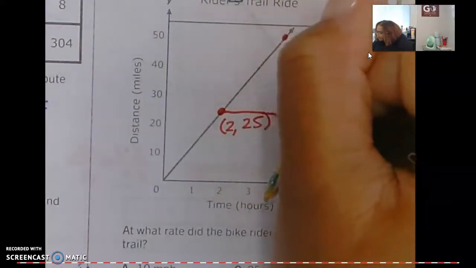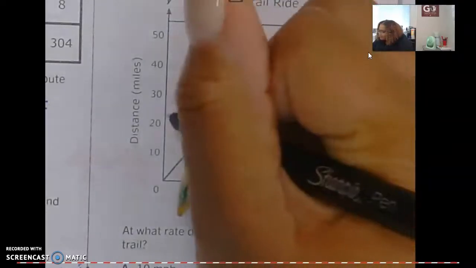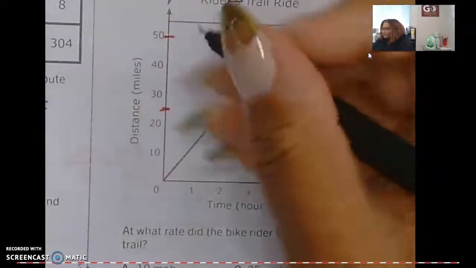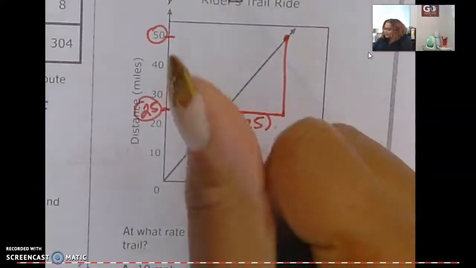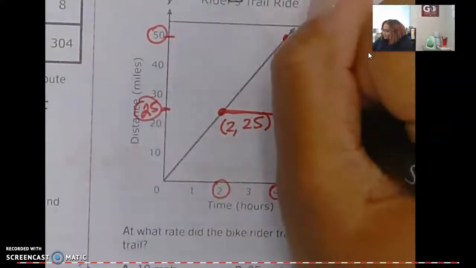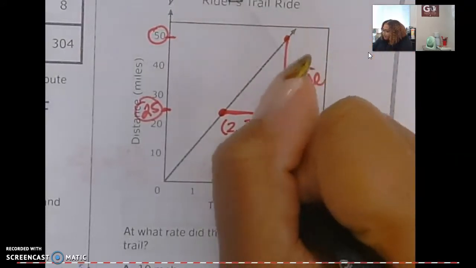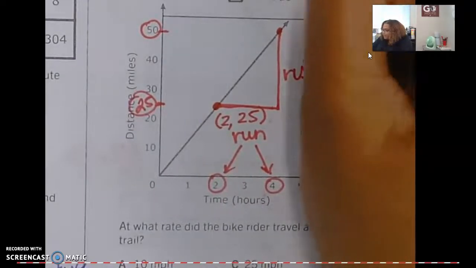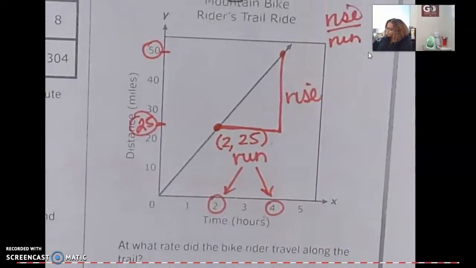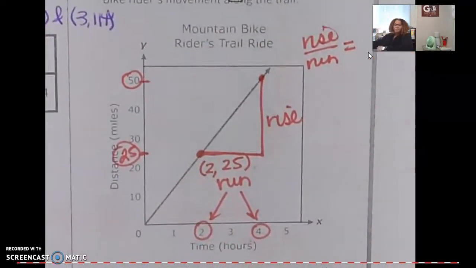So I'm going to make my triangle, my rise, and my run. My rise is from here to here. How many between 25 and 50? It's a difference of these two, and then a difference of these two. So this is the rise, how far I rise from 25 to 50. And this is the run, how far I go from 2 to 4. Then it's rise over run, and I'm going to simplify that ratio.